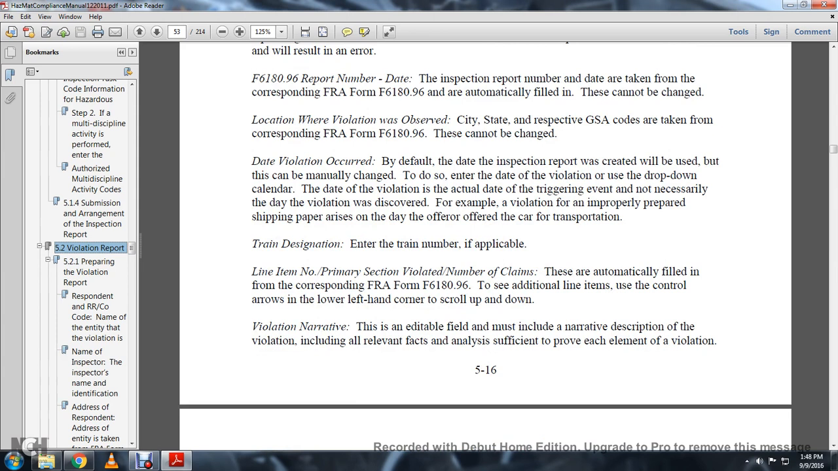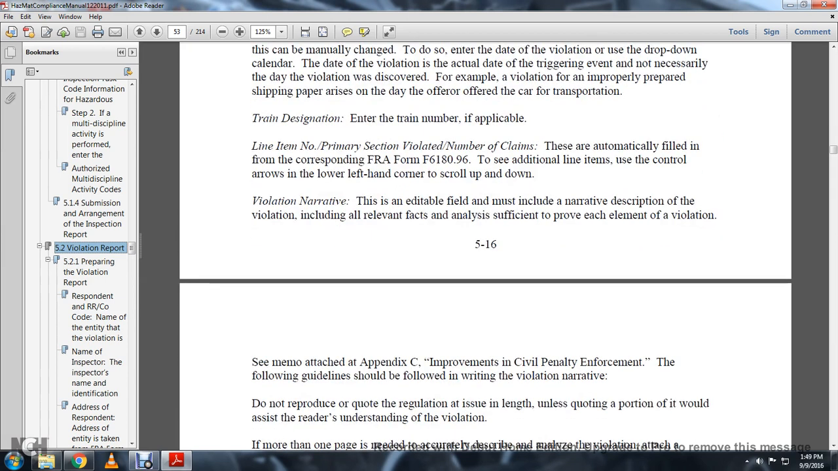All right, train designation. Either enter the train number, if applicable. The line item in the primary section, violated and number of the claim, are automatically filled in from the corresponding Form 96. To see additional line items, use the arrow and the mouse wheel to scroll up and down. Violation narrative. The editable field is where to include the narrative description of the violation, including the relevant facts and analysis sufficient to prove each of the elements of the violation. See the memo attached to Appendix C, improvement of the civil penalty enforcement.